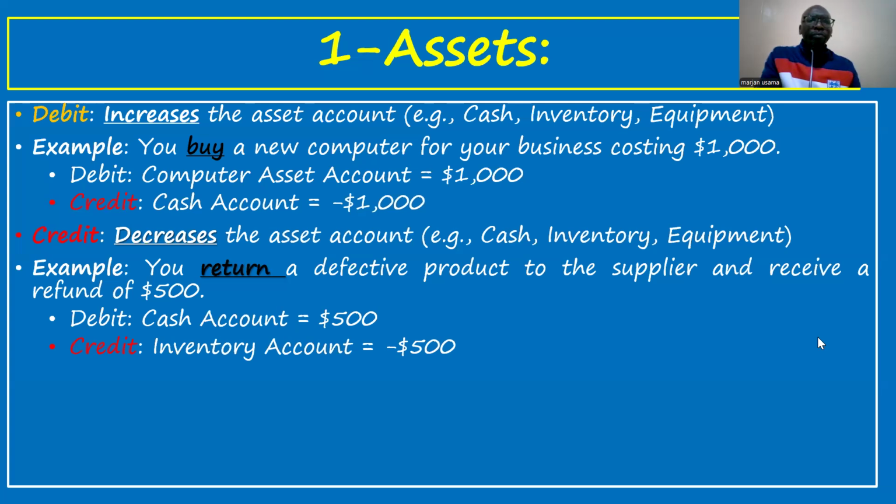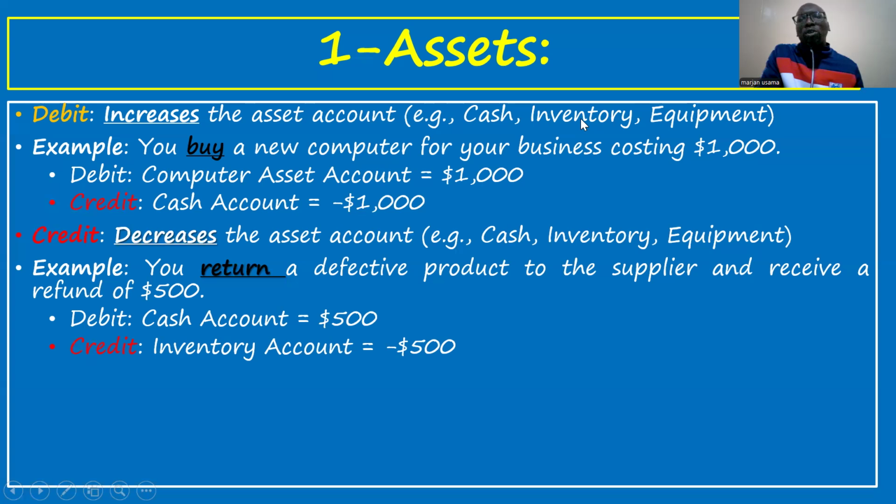Now, you normally debit an increase in cash. If your cash increases, you normally debit. And if your cash decreases, if the asset decreases, you credit it. That is the formula. So always debit increases the asset account. That is the cash, the inventory.